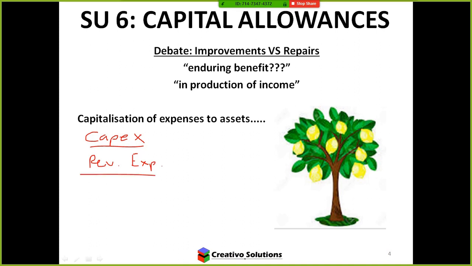Revenue expenditure relates to operations. Capital expenditure relates to assets. Capex would be buying more machinery, or expanding the factory. If it's revenue expenditure, that would just be ongoing: paying for the insurance, the rent, the water and lights, the ongoing costs of running or producing income. And that's the distinction that we need to make.